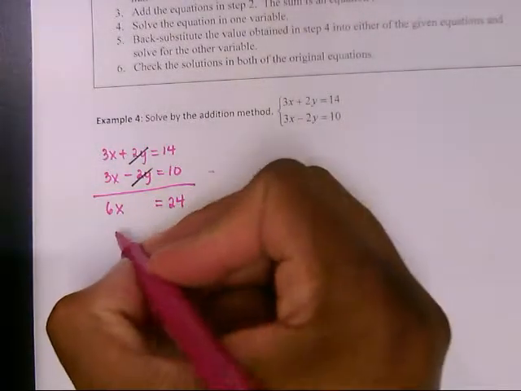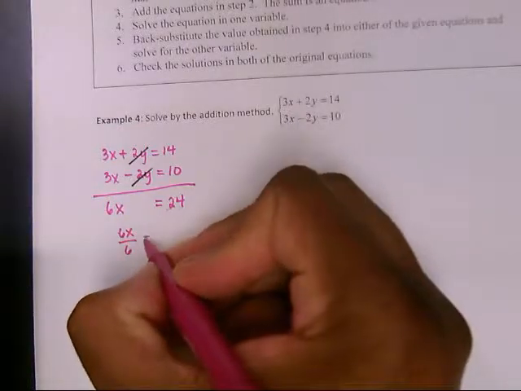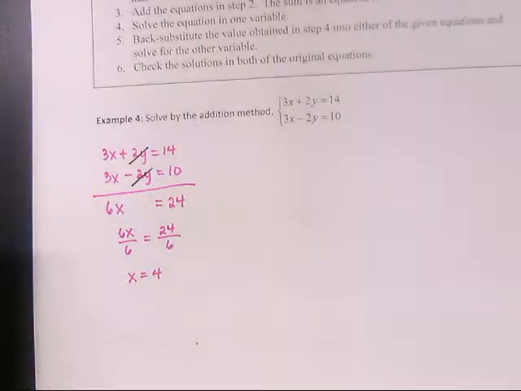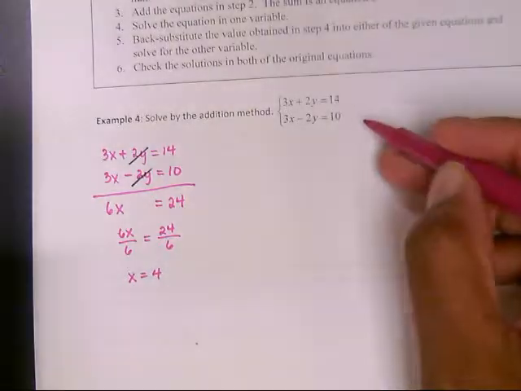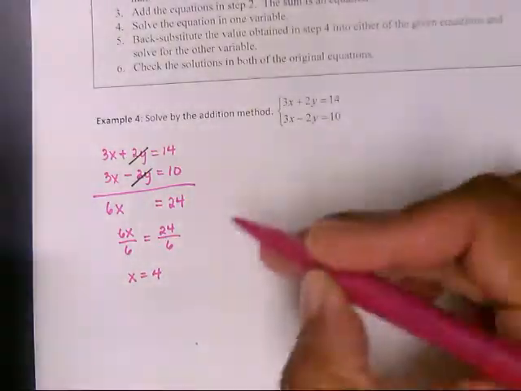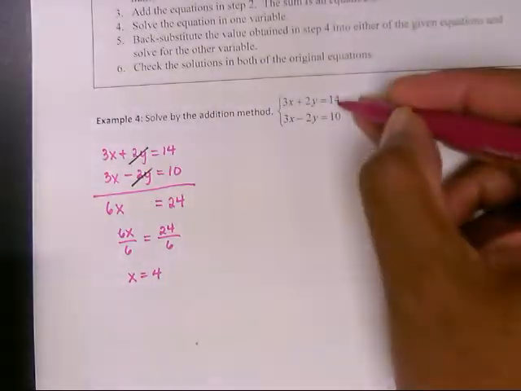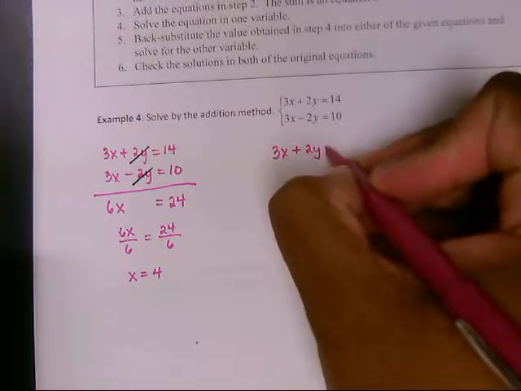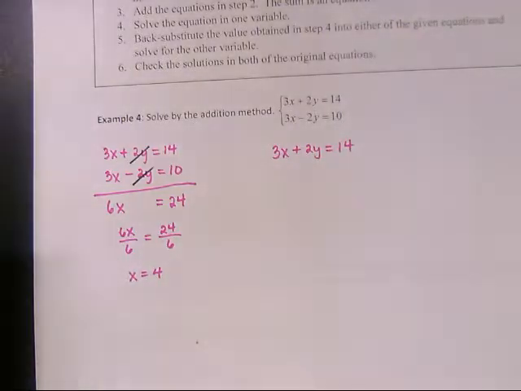Now this equation, I can go ahead and solve for x by dividing both sides by 6. That will leave me with x is equal to 4. Now I need to find out what y is. And this is where I do the back substitution here. Now, I can use either of these equations and replace that x with the 4. I'm going to use the first equation, 3x plus 2y is equal to 14. Now, I could have used the second equation if I wanted to, but whichever equation that you choose to use, you're going to get the same y value.